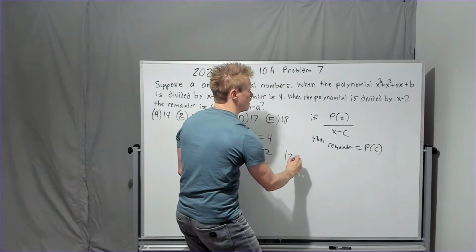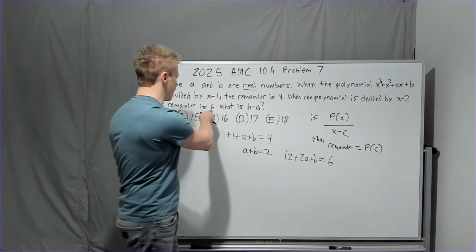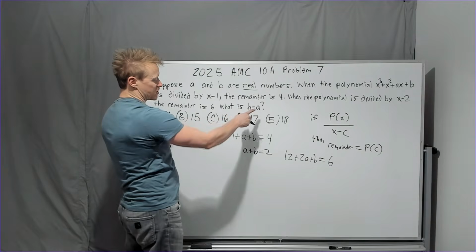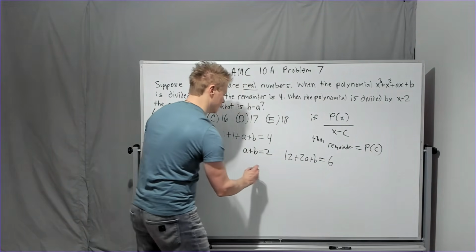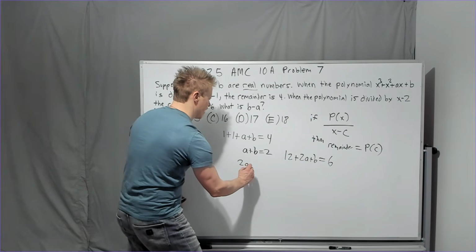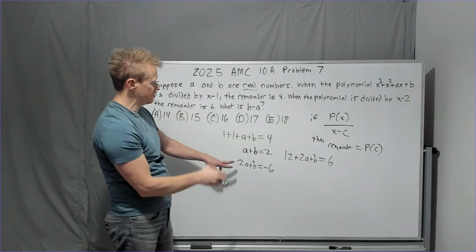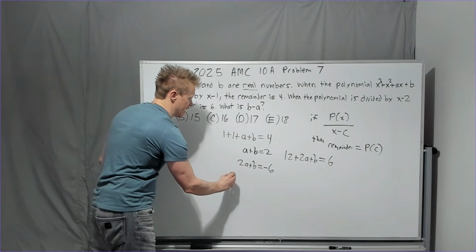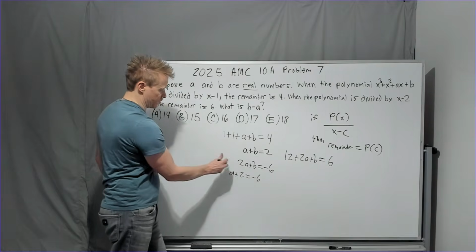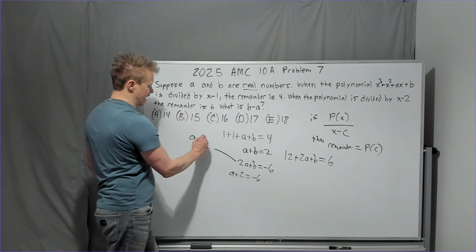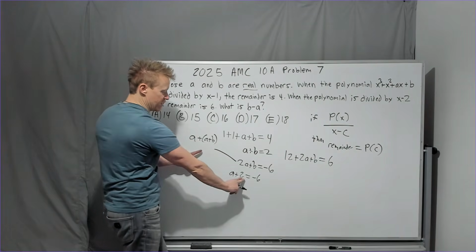We're going to get 12 plus 2a plus b is going to need to equal 6. They ask, what is b minus a? I'm just going to go ahead and subtract 12 and get that 2a plus b equals negative 6. And then I'm going to split this into a plus a plus b equals negative 6. That's a plus b, and I'm just visualizing the a plus b becoming a 2.